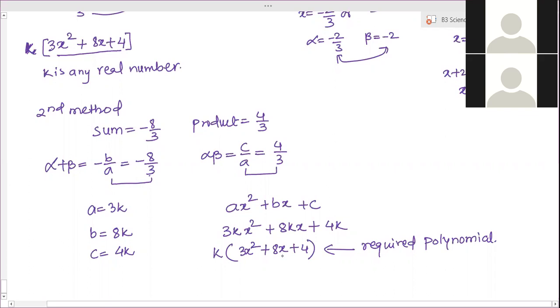Yes, ma'am. Both the methods clear? Yes. Mom, I didn't understand how A equals 3. B by A is 8/3. Yes, Mom. So what is the A value? Okay, so then why are we writing 3K, Mom?